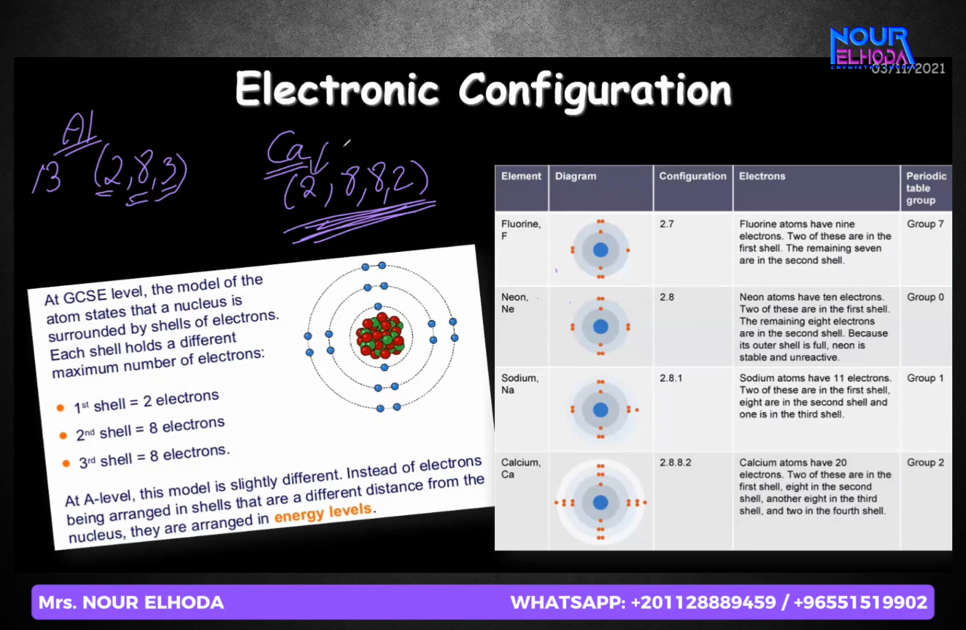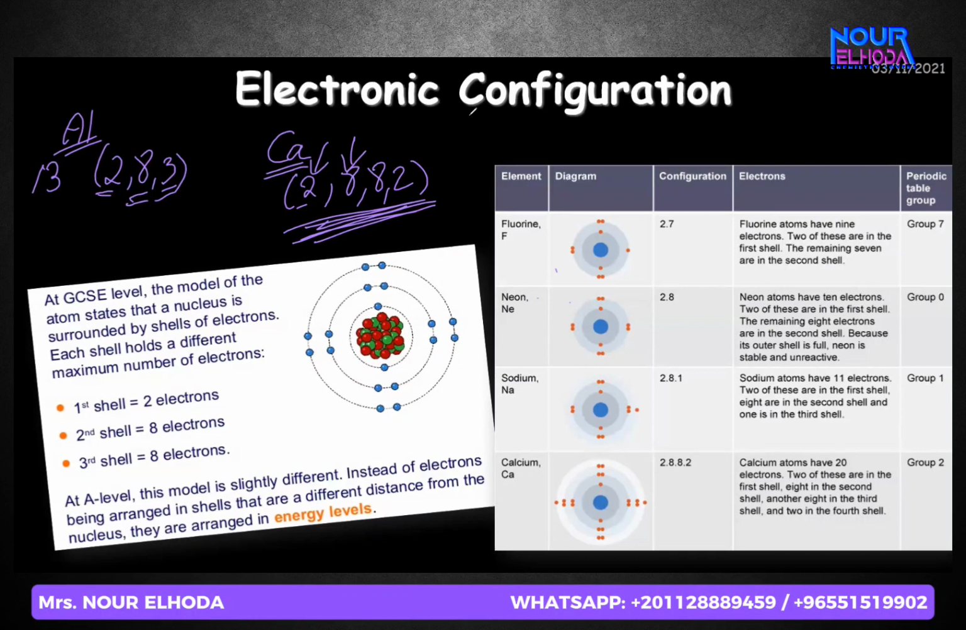So the first shell cannot take more than 2, that's why I put the 2. In the second, I cannot put more than 8. And then the third and the fourth. Exactly, the octet rule. Exactly, 2, 8, 18, 32. That's top, not AS, but I know it. Good job. But not all the students know it.